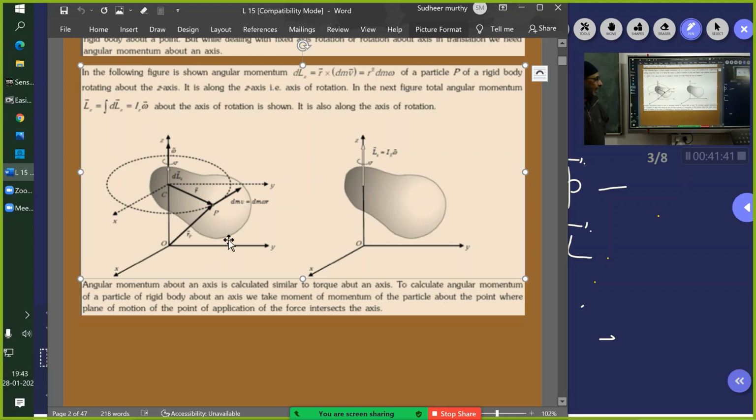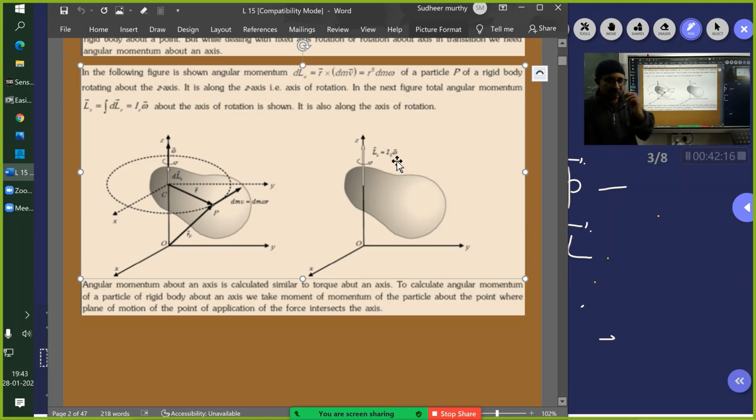The entire body is rotating with omega bar. And you can see here that L_Z bar and omega bar are both coinciding. Coinciding means along the same line. While omega bar is a vector, Iz is not a vector, it is a scalar.